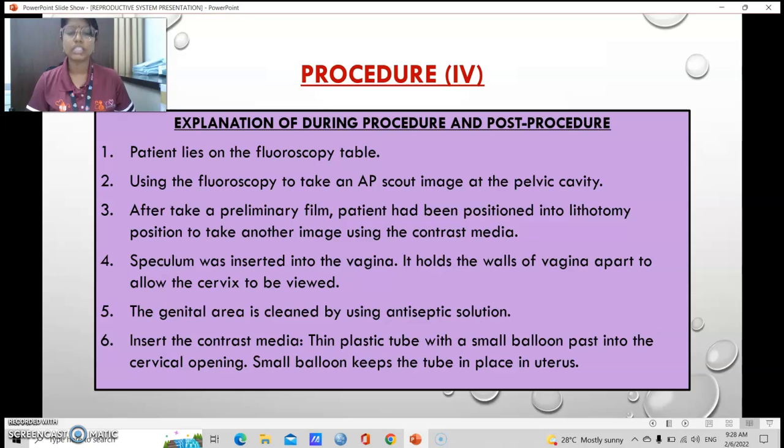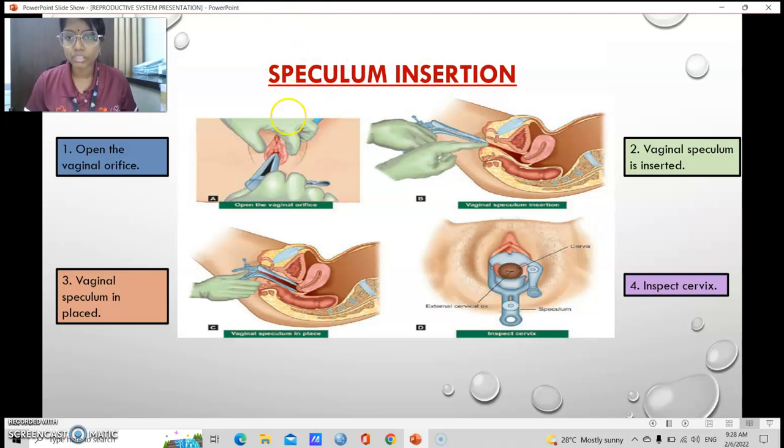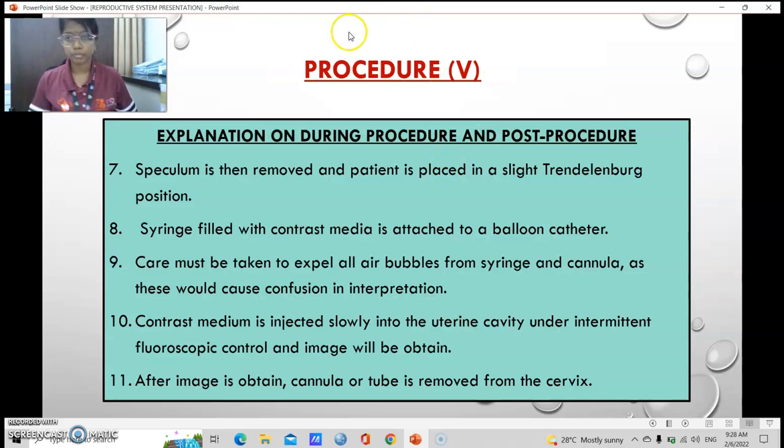A thin plastic tube with a small balloon is inserted for the contrast media and passed into the cervical opening. The small balloon keeps the tube in place in the uterus. Speculum insertion: this is how they insert the speculum. Open the vaginal orifice first, and then the vaginal speculum is inserted and placed. They will enlarge the vaginal speculum so that the vagina is opened and they can see the cervix clearly.